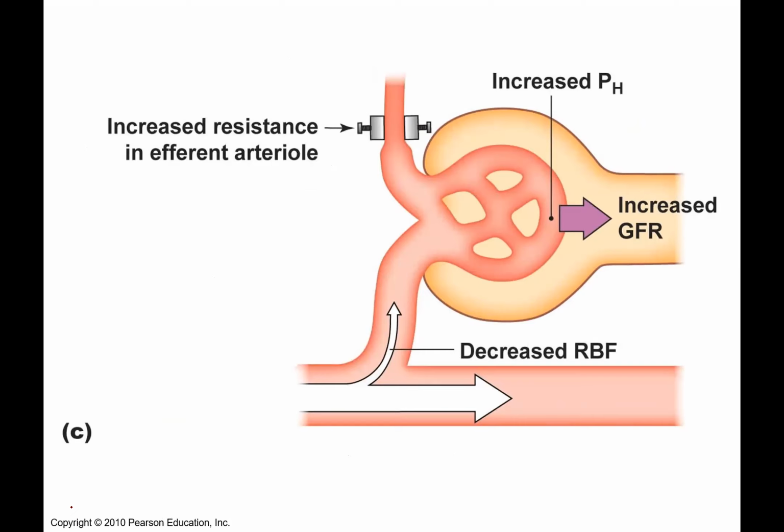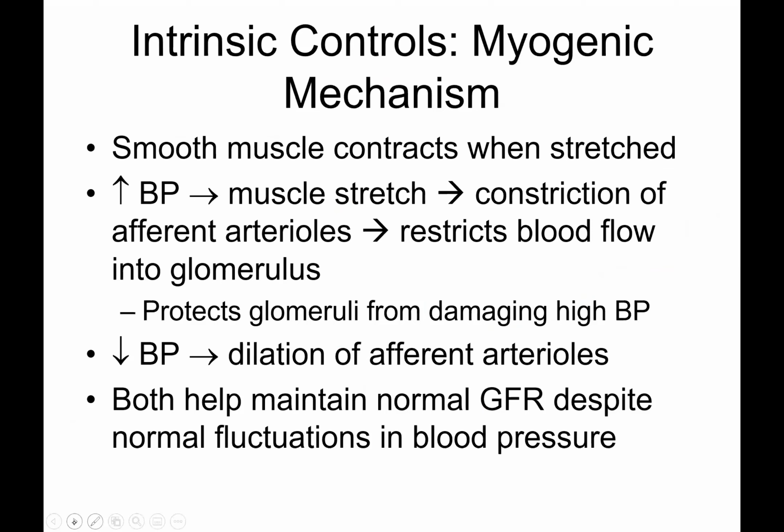All right, so this one is showing what can happen with increased resistance. So as fluid is trying to come in, if you take a big tube and make it smaller, you've increased peripheral resistance. Okay, so if you have a lower blood pressure, chances are the afferent arterioles are open.